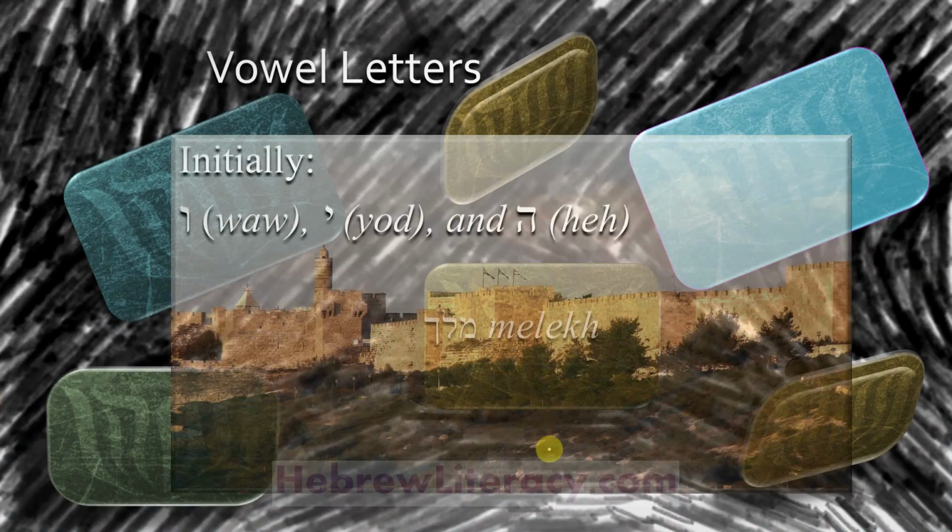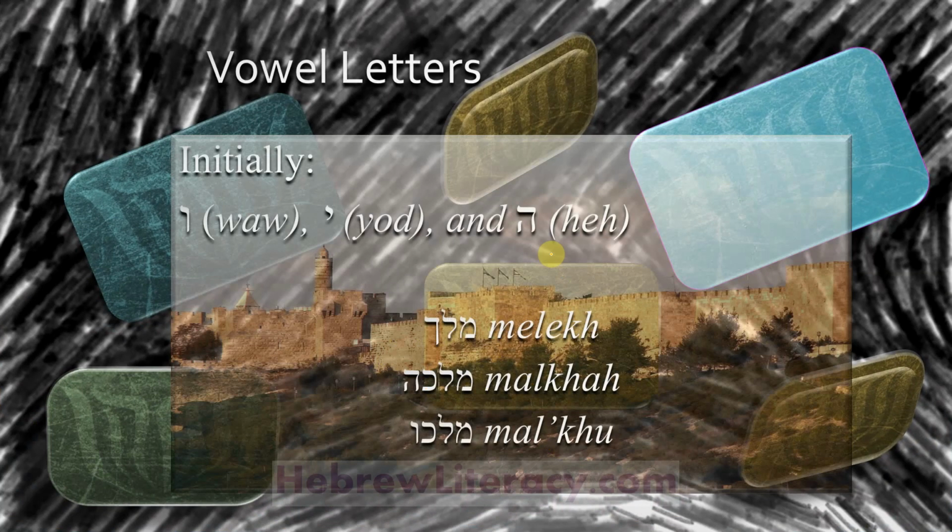I want to quickly cover vowel letters. Before we had a vowel system in Hebrew, certain consonants had to function as vowel sounds sometimes. These are those consonants. We call them vowel letters. They were vav, yod, and hey.